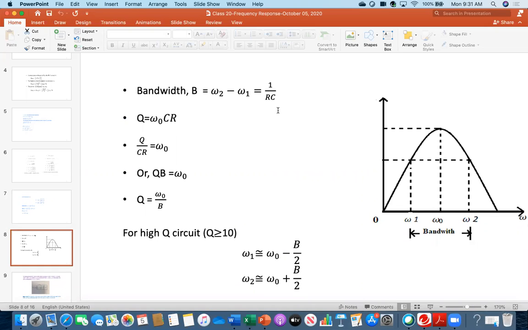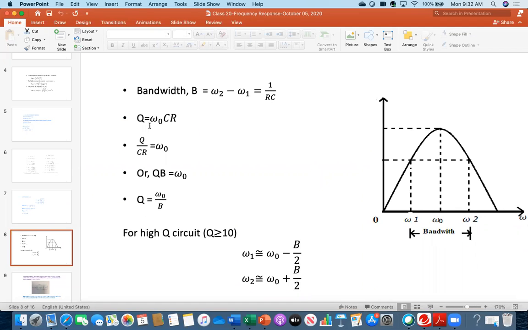If you see the slides or your notes, in the case of series resonance, bandwidth B was R over L. But today we got, for the parallel circuit, bandwidth 1 over RC. Therefore, when solving a numerical problem, you will be looking at whether it is a series circuit or a parallel circuit. Accordingly, you have to choose the appropriate equation.